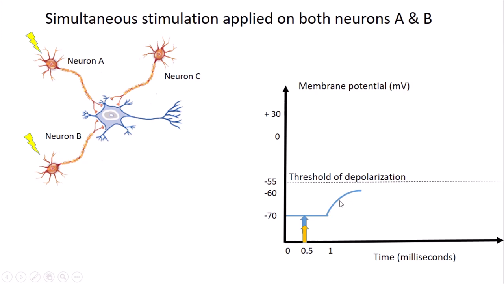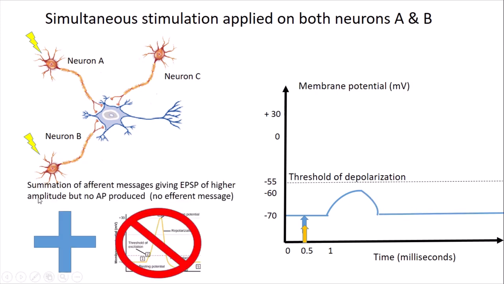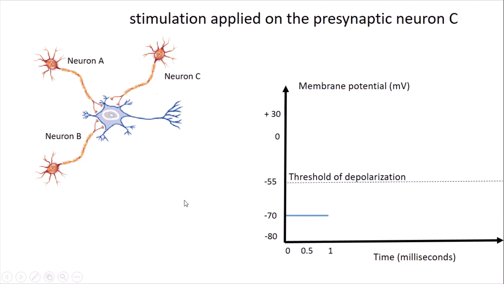What happened in this case is what? Is the summation of the EPSP caused by A and by B to obtain an EPSP of a larger amplitude. So here we have summation of afferent messages giving an EPSP of higher amplitude despite not giving an efferent message. Let's look at neuron C now.